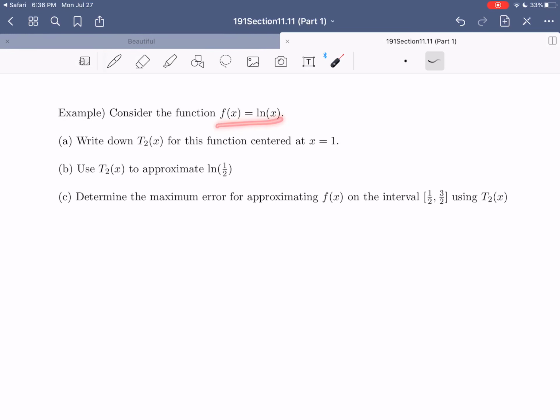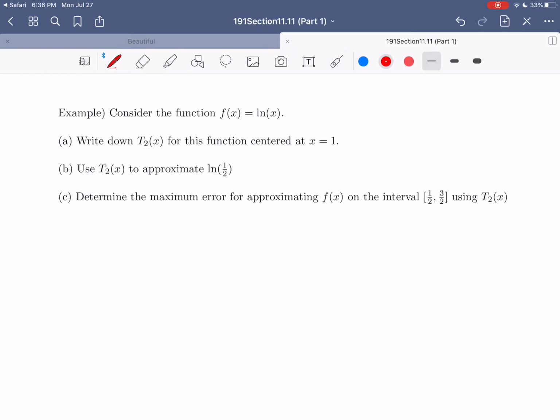We're going to consider the function f of x equals ln x. We're going to write down T2, the second degree Taylor polynomial for this function centered at x equals 1. Then we're going to use T2 to approximate ln of 1/2, and then determine the maximum error for approximating f of x on the interval 1/2 to 3/2. You'll notice that whenever you look at these questions, the interval is always centered at the center, because that's how we always think about doing these estimates.